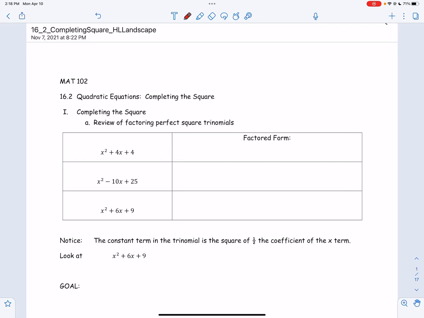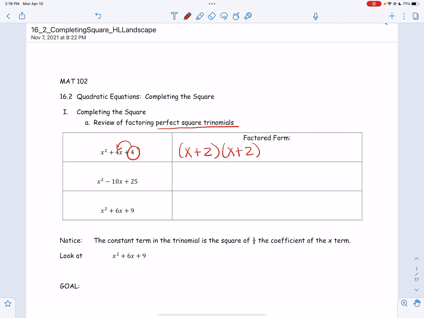All right, this is 16.2 quadratic equations, and now we're going to learn how to complete the square. I'm going to do this video in two parts. So we're going to recall how we factored what was called a perfect square trinomial. When we were looking for factors of 4 that add up to 4, we know that that's 2 and 2.